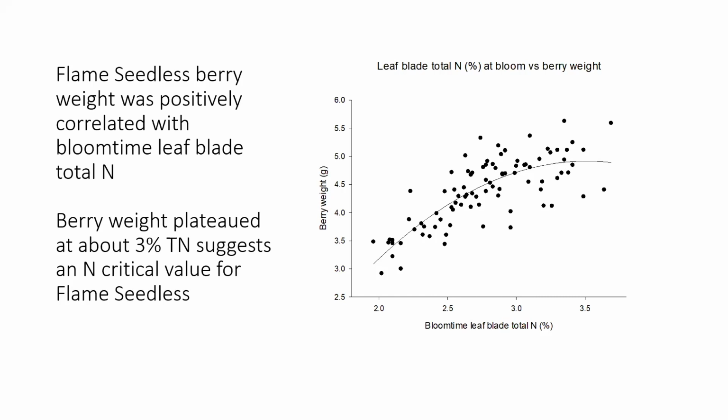And if you recall from a few slides ago, when I showed you the effect of fertilizer rate on leaf blade TN, the only rate that raised average leaf blade TN at bloom to 3% or higher was the 90-pound rate. So if the vines are deficient in N, they actually need more N in order to raise their tissue N content and also optimize fruit quality and yield.